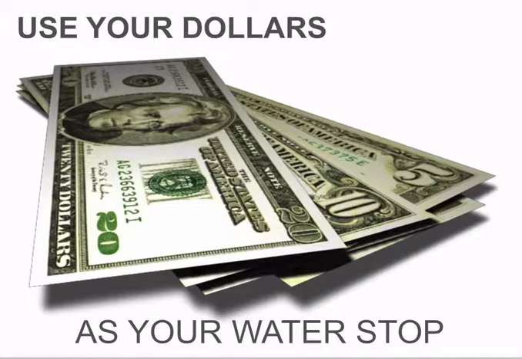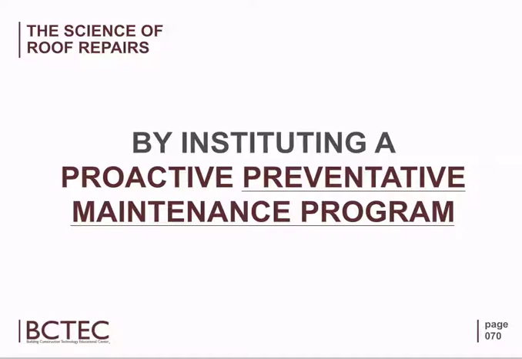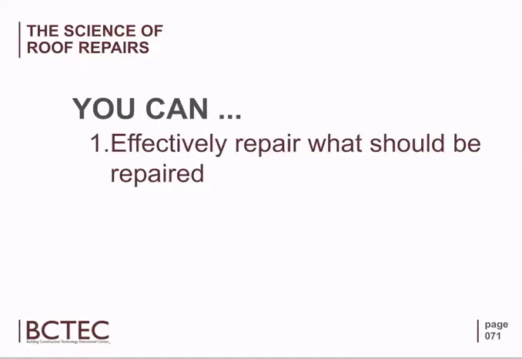Really, you want to do minimal. You want to start saving, budgeting for future replacements. So really, by instituting a proactive preventative maintenance program, you can effectively repair what should be repaired. So we're going to have a comprehensive plan for what needs to be fixed right away and what strategic repairs will need to be done. This keeps you from having to pay for leak investigation each time you have a problem.